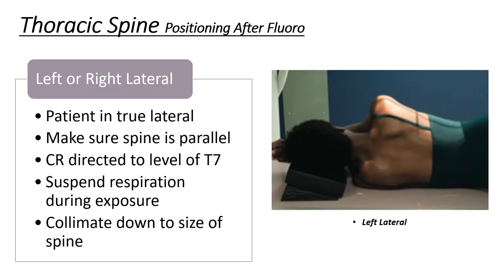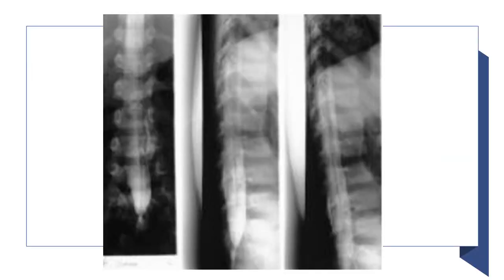Thoracic spine positioning after fluoro, left or right lateral. The patient is in true lateral. Make sure the spine is parallel. Central ray is directed at the level of T7. Suspend respiration during exposure and collimate down to the spine. The example shown is a left lateral. Here are some example images of a T-spine. The first one's AP, and then the next two are lateral.